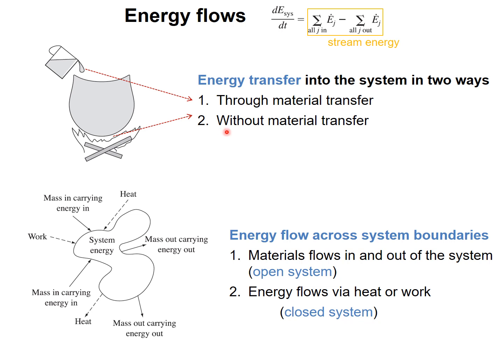The second one is without material transfer. You could heat this pot directly, so the content inside of this pot would be heated. That is the second type, which is direct energy transfer from the surroundings into the system.